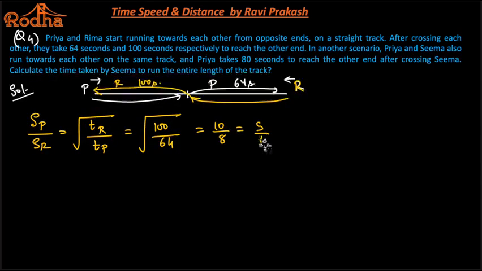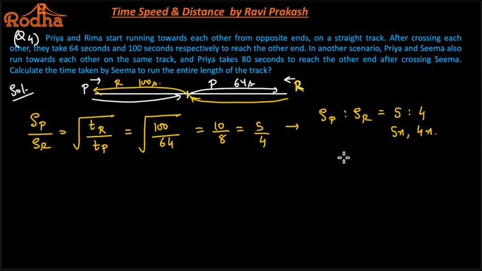Because I don't have the speeds of Priya and Rima here, what I can say is that the ratio of the speed of Priya and the speed of Rima is 5:4, right? Their speed ratio is 5:4, okay? Now 5:4 basically means that this is 5x and this is 4x here. 5x and 4x, right? I can assume that.